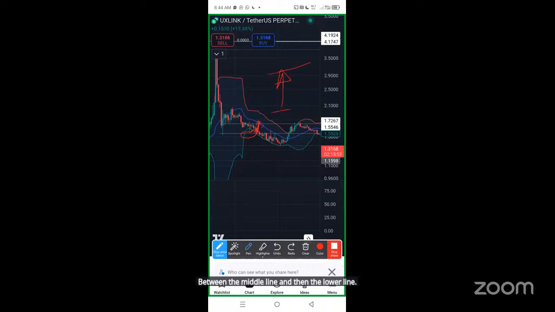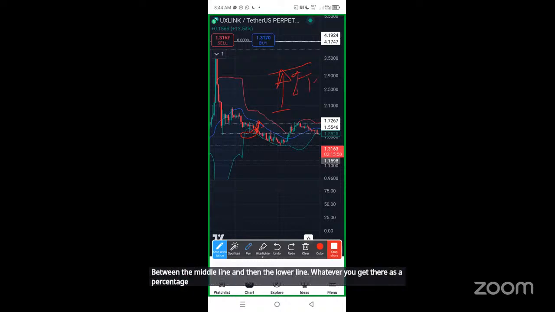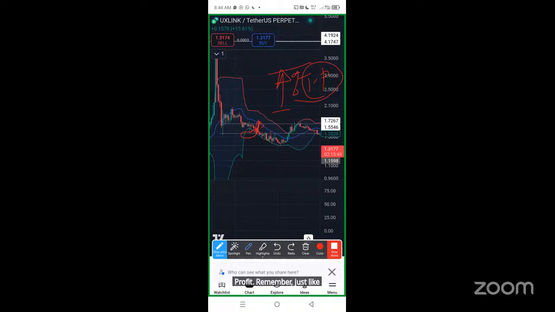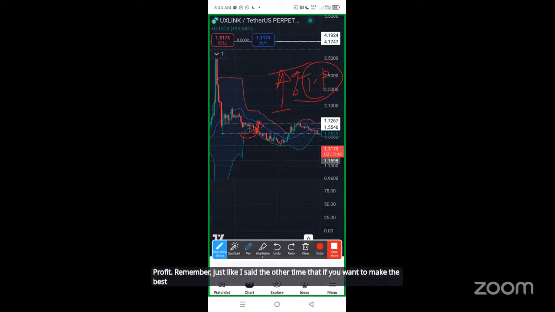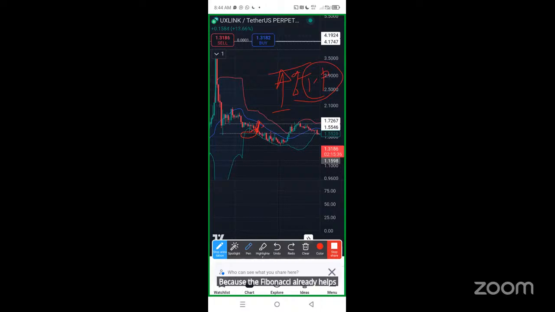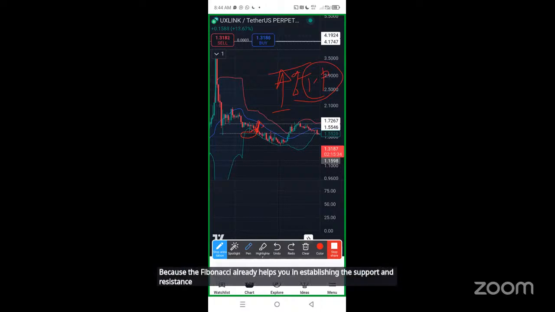Whatever you get there as a percentage will be your take profit. Remember, just like I said the other time, if you want to make the best trading decisions, always be between the Fibonacci when you're using the Fibonacci, right? Because the Fibonacci already helps you in establishing the support and resistance. So if you can trade within, that means you'll be safer. So the same applies to this.